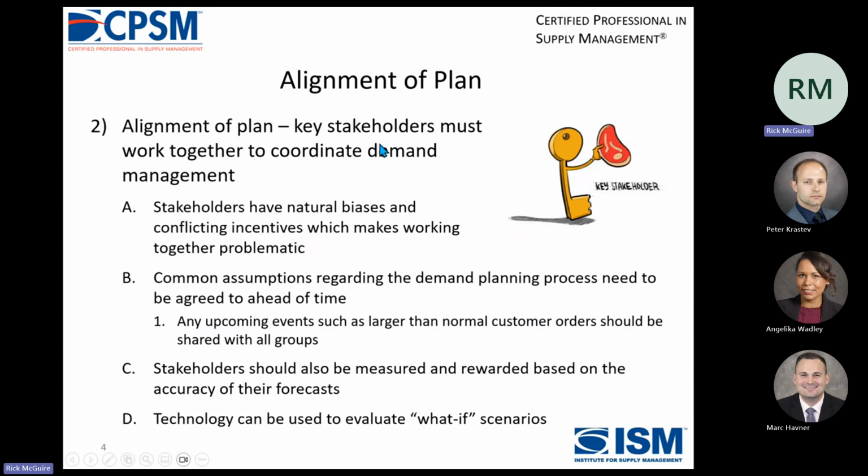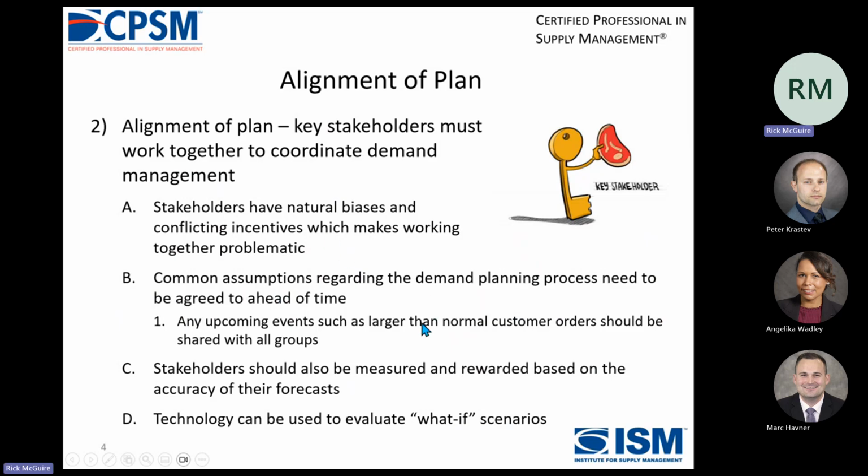So, alignment of plan: key stakeholders must work together to coordinate demand management. There are natural biases with conflicting incentives. The traditional conflicting incentive is sales wanting everything on the shelf so they can sell it right away, which means you have a ton of inventory. And the materials folks saying, we're measured on inventory turns.